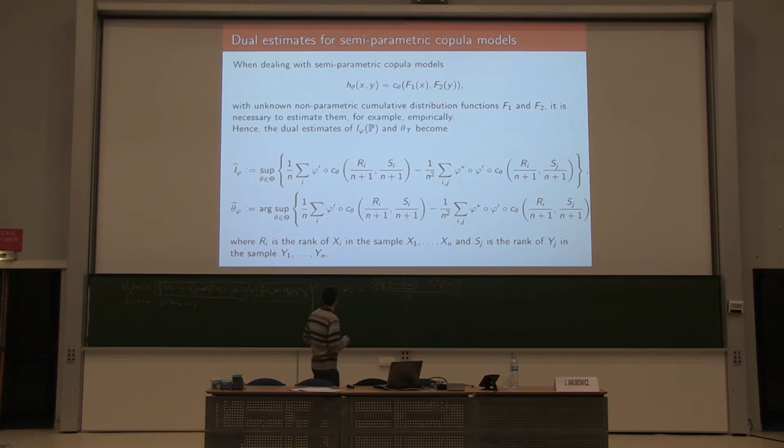Okay, for the copula models, the marginal cumulative distribution functions are unknown, so you have to estimate them. And the result is that the dual estimator of the phi mutual information depends on the rank statistics associated to the sample, but you can still estimate it quite easily and obtain estimators with good asymptotic properties that I will present now.